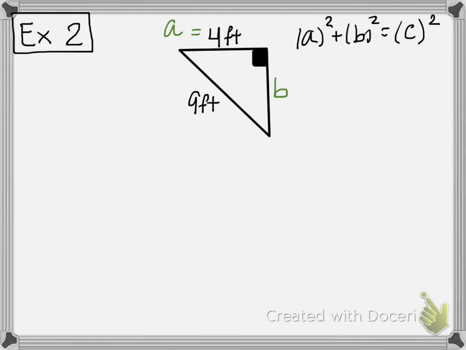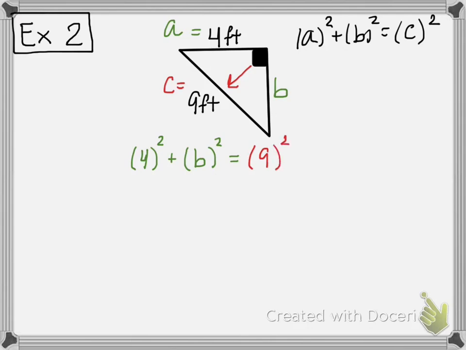But I do know that side C is opposite that 90-degree angle, and it's always going to be my diagonal side, my longest side, which in this case is 9. So let's plug in our information. We were told that a squared is 4 squared, plus b squared is going to be kept as the letter b, equals c squared, which in this case is the number 9.